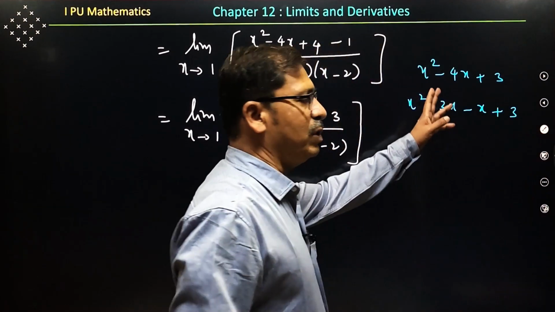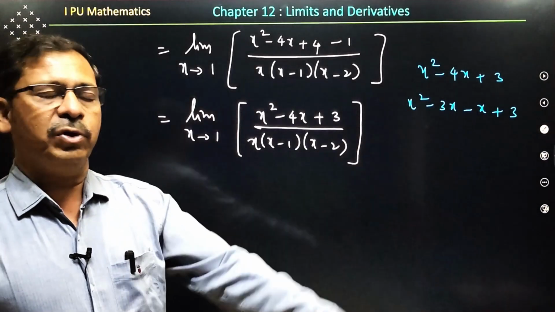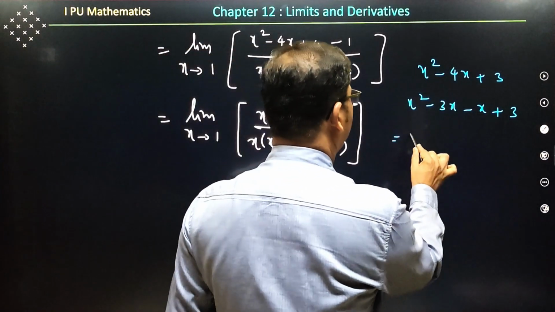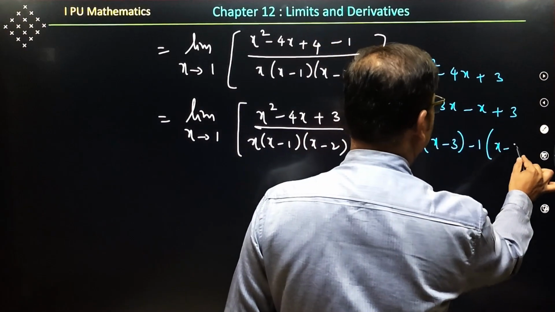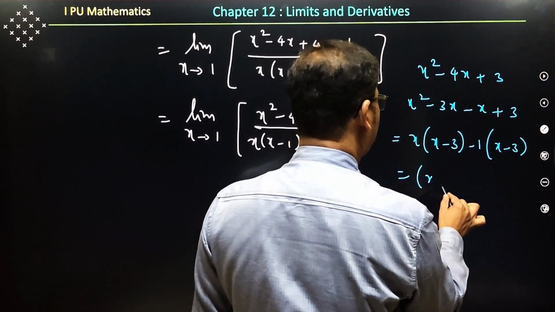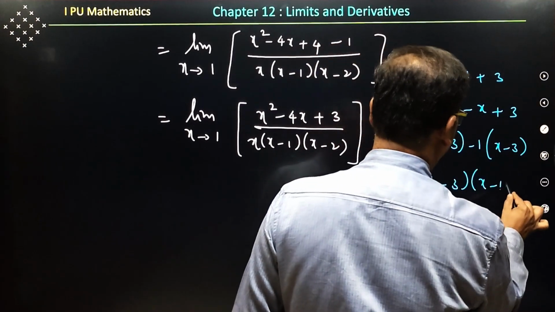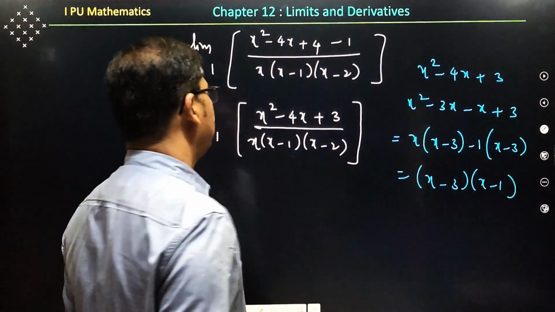Now sum is minus 4x. Product is first and last term product. You will tally x into bracket x minus 3 and then minus 1 into bracket x minus 3. So the first factor is x minus 3, second factor is x minus 1. So let us continue this.